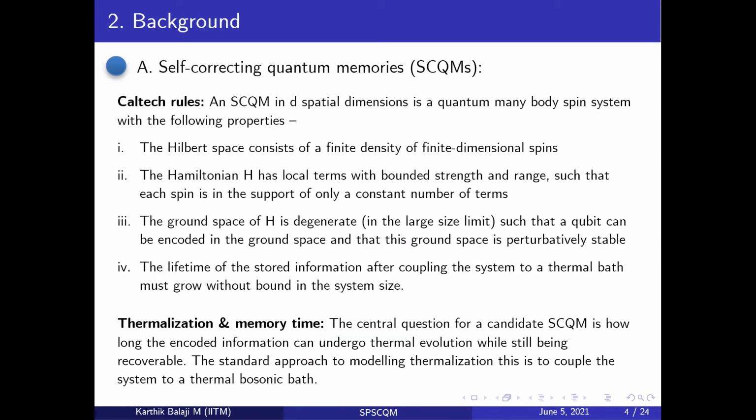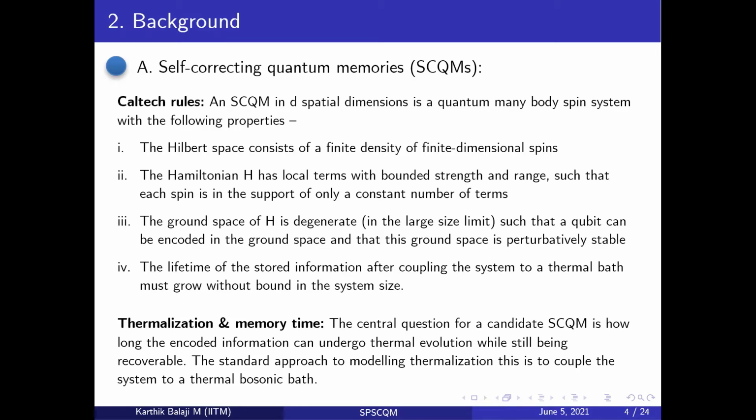Now let's look at a brief background on SCQMs, or self-correcting quantum memories. The requirements of an SCQM have been formalized by the so-called Caltech rules. That is, an SCQM in d spatial dimensions is a quantum many-body spin system with the following properties. The Hilbert space consists of a finite density of finite dimensional spins. The Hamiltonian has local terms with bounded strength and range, such that each spin is in the support of only a constant number of terms.